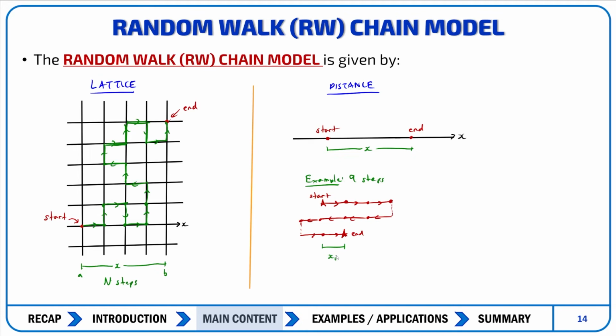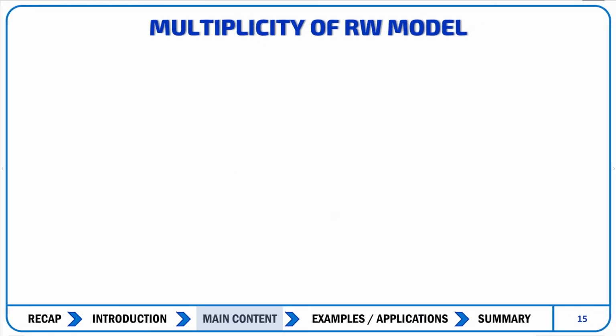Now, a good way of being able to quantify different models using random walk would be to look at multiplicity. So the next step is to take a look at probability. So we're going to look at multiplicity W of n, N, where little n is equal to the number of steps to the right.